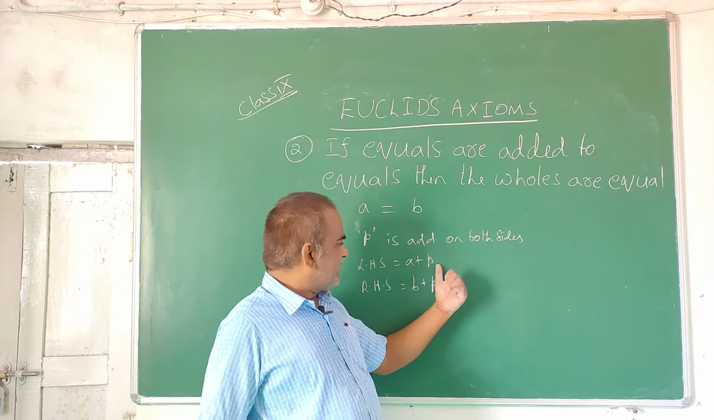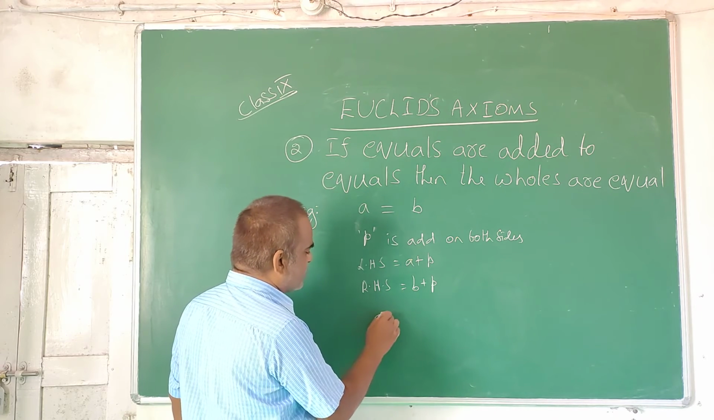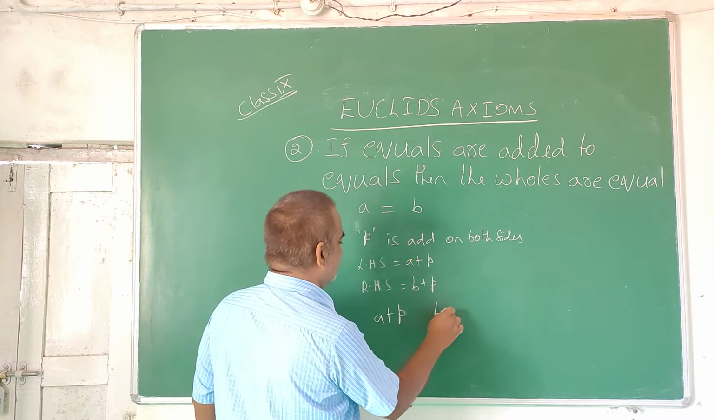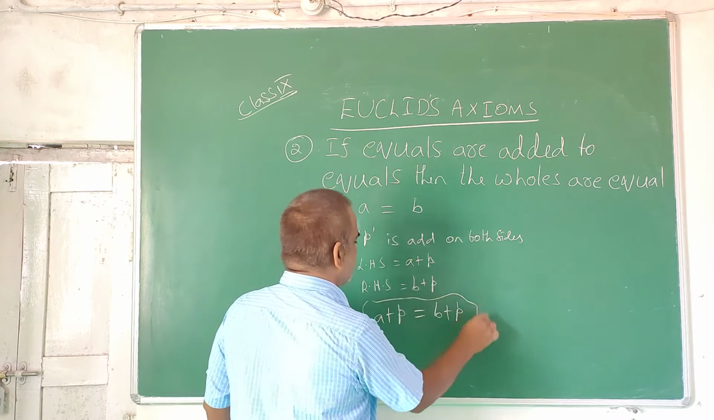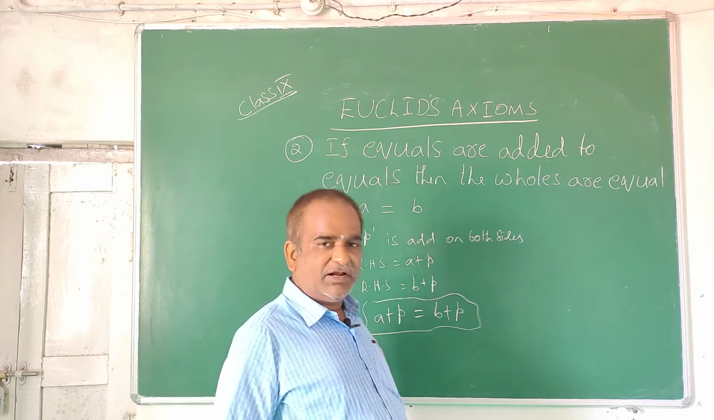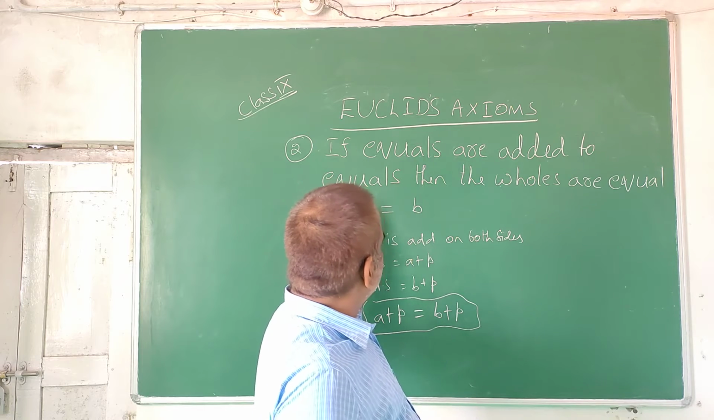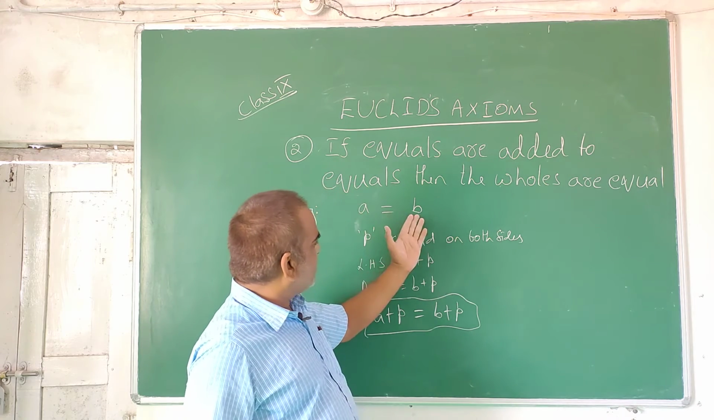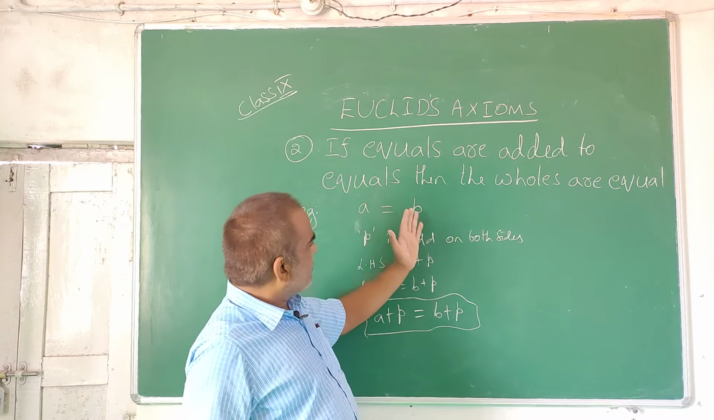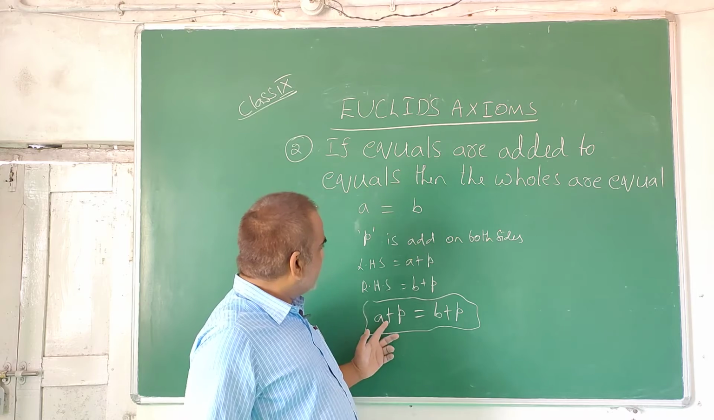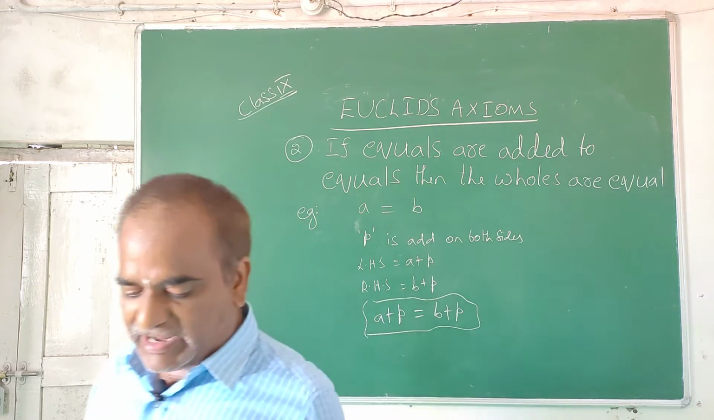So LHS is A plus P, RHS is B plus P. By Euclid's second axiom, the wholes A plus P and B plus P are also equal. This is the thing you have to realize in Euclid's second axiom: if equals are added to equals, then the wholes are equal. See, these are equals, this is equal to this, and the equal number P is added to equals, then the wholes A plus P and B plus P are also equal. This is Euclid's second axiom.